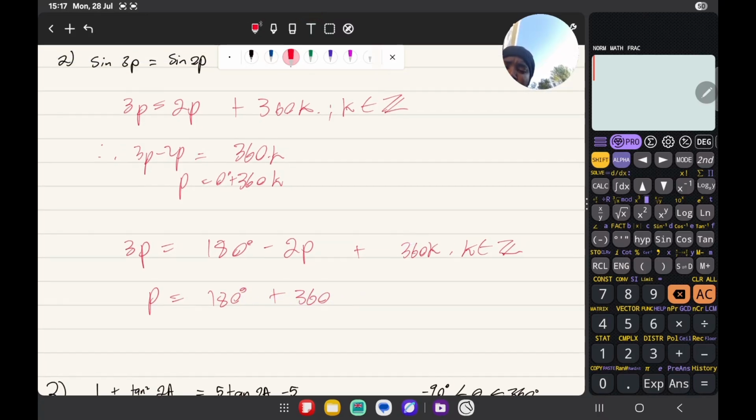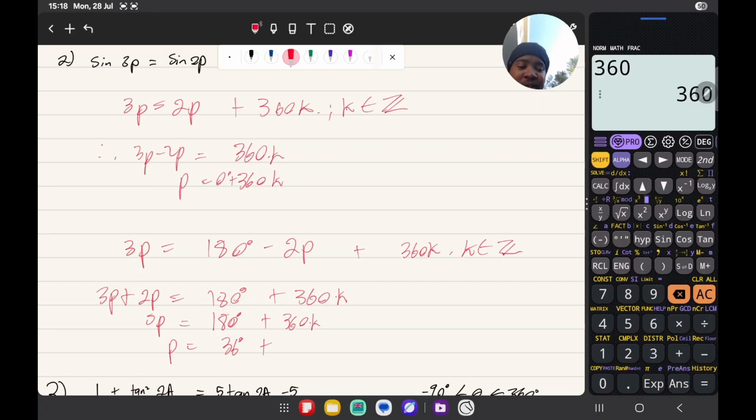Oh no. In fact, I will do it step by step. It's gonna change to plus, I also forgot the k, and then you have 5p equals 180 plus 360k, and then you divide by 5, you get 36 degrees plus 72k degrees.